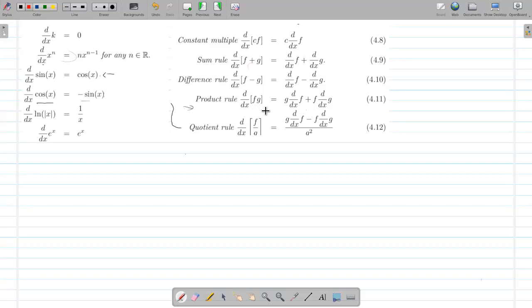Okay, so the product rule here: differentiate the first function times the original second function, plus the differentiation of the second times the original of the first. Okay. For example, let's say I have to differentiate this guy.